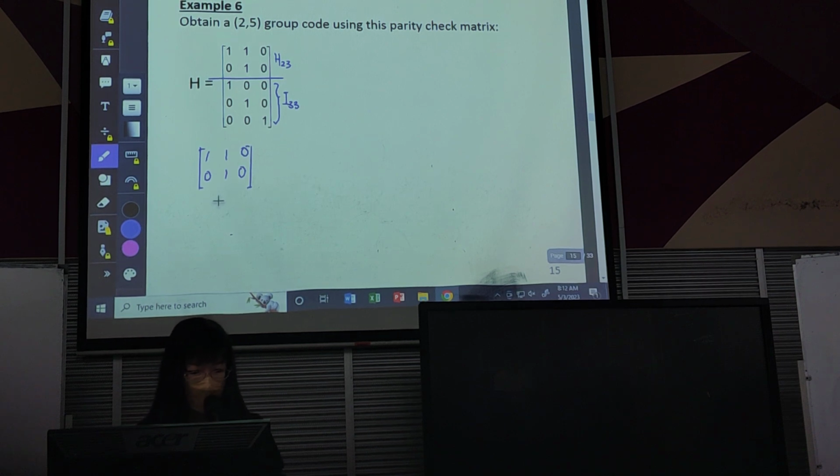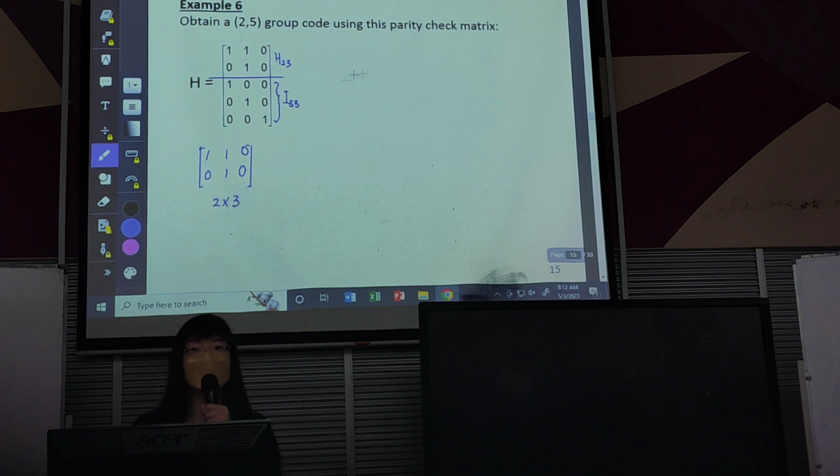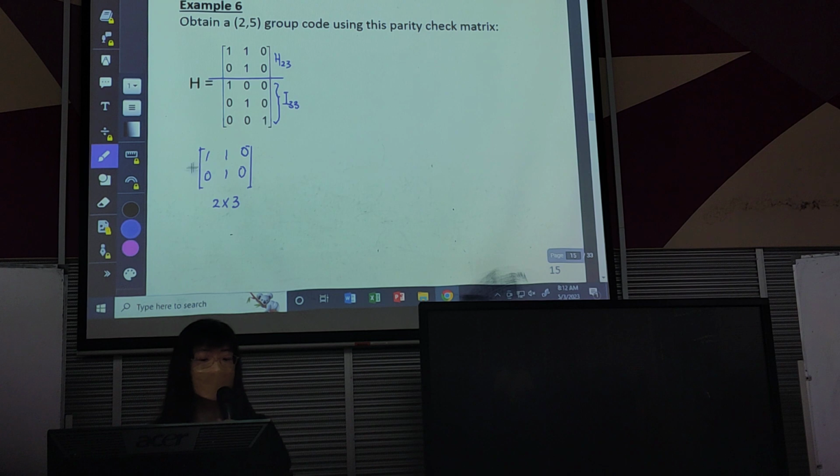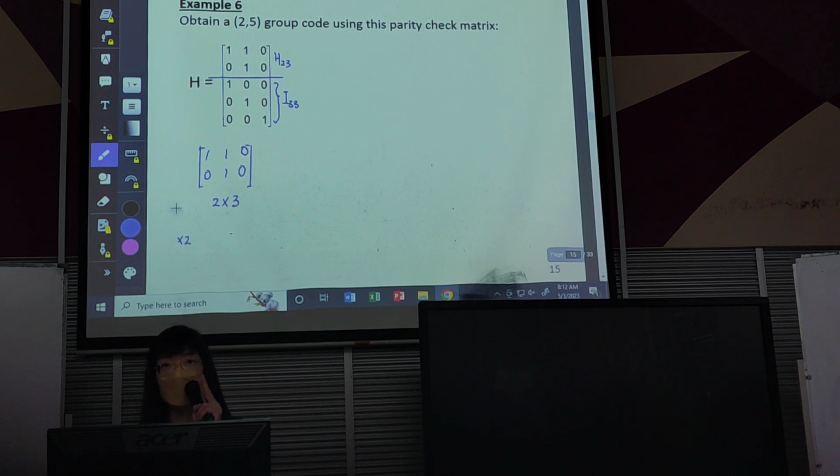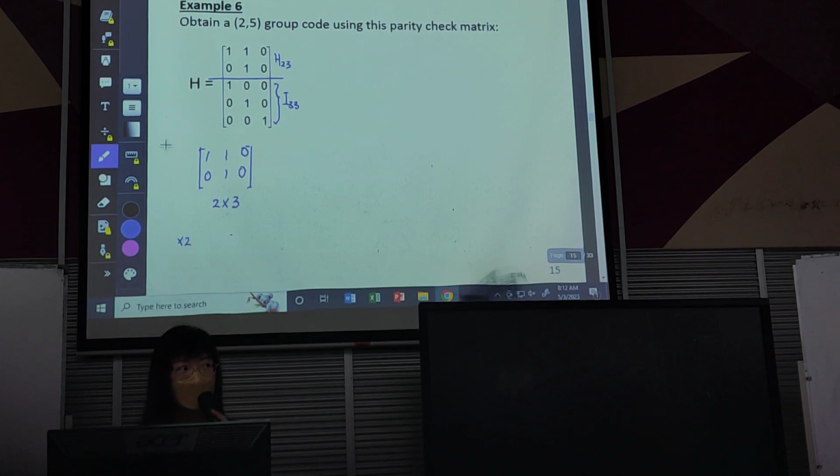Now, because the dimension for this is 2x3, two rows and three columns, the matrix in front here must have two columns also. Then only can multiply, right? If the matrix has two columns, meaning that they have two bits. Two bits, how many different combinations? Four, right? Two power 2. So we have 00, 01, just like our truth table, 10 and 11. This is the matrix that we have.